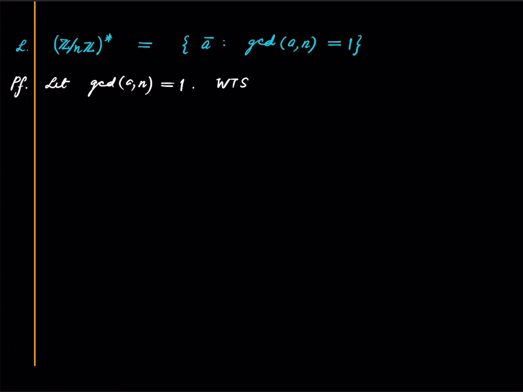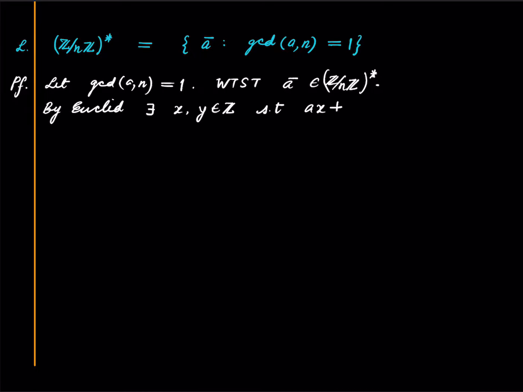We want to show that a bar is in (Z mod nZ) star. So we will use Euclid's theorem. By Euclid, there exist x and y integers such that ax plus ny equals 1, and therefore a bar x bar plus n bar y bar equals 1 bar.